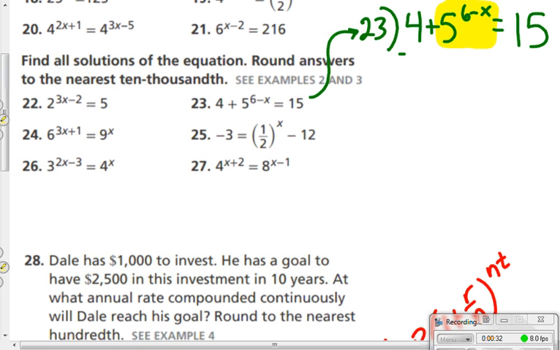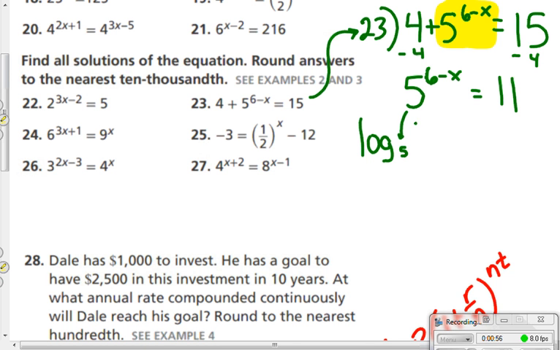So I'm going to take away this 4 from both sides. So it's going to be 5 to the 6 minus x equals 11. At this point, when I have base to a power equals a number, I think logs. Logs came about so we can solve for the missing exponent, 6 minus x. So the log of 11 base 5 equals 6 minus x.